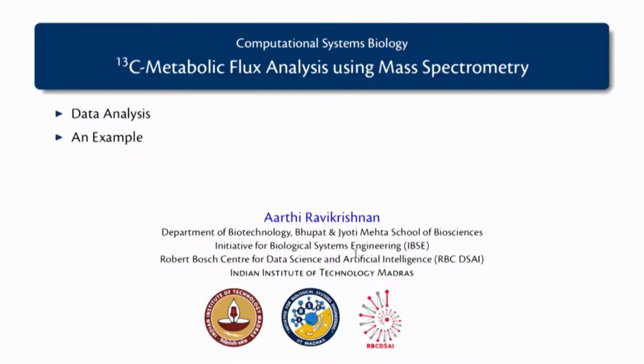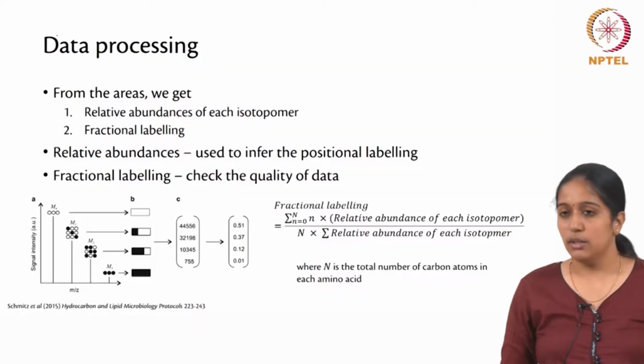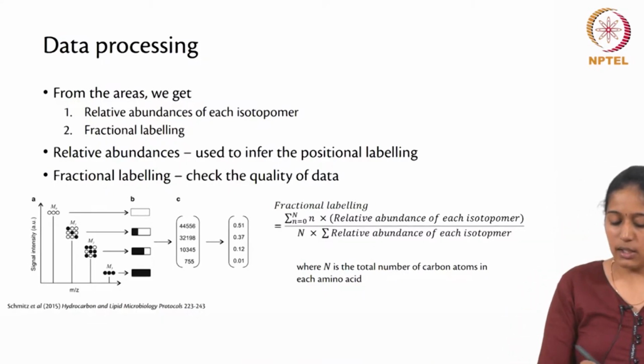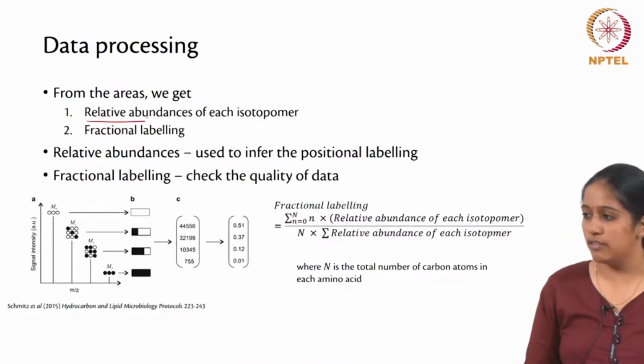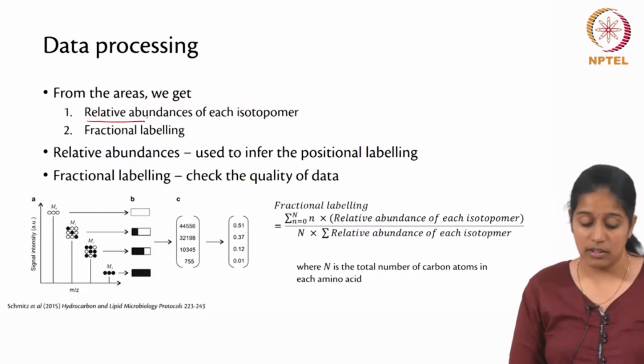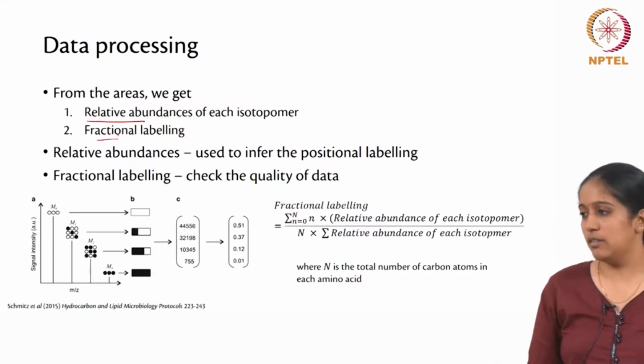In this lecture we will look at how to integrate the data obtained from labeled amino acids into metabolic models and see how we can use it to derive information about the fluxes. We will also discuss a small example where 13C MFA has been carried out to understand the flux distributions in an experimental scenario. Using these areas, you calculate the relative abundances of each isotopomer and also the fractional labeling.